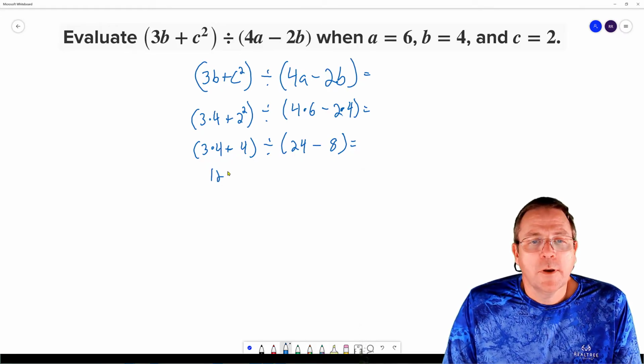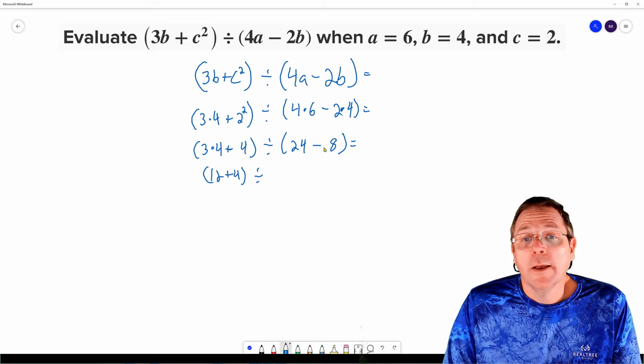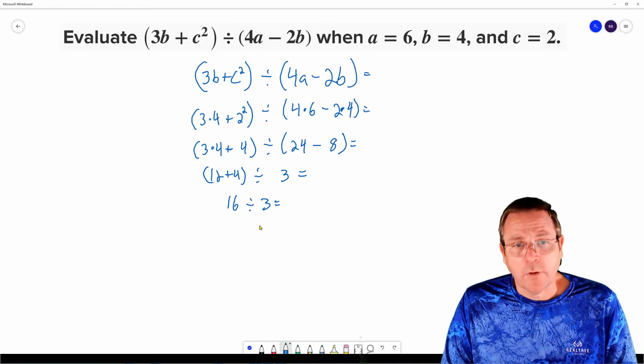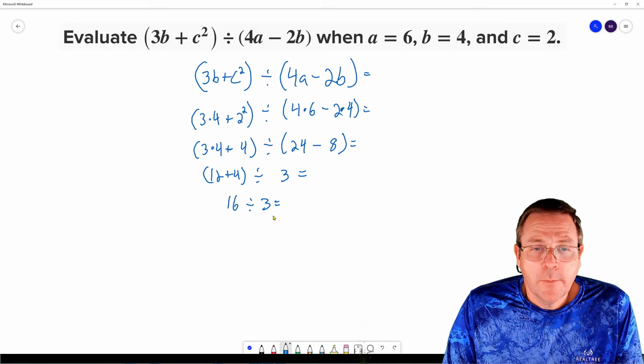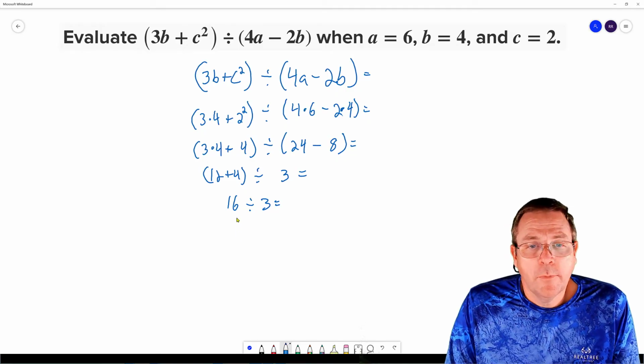That's going to end up giving me 12 plus 4, still in parentheses, divided by, and we can go ahead and finish cleaning up these parentheses. 24 divided by 8, that's going to end up being 3. On this side again, we're going to say 12 plus 4, that's going to end up being 16, divided by 3, and at this point, I'm going to take a minute and check my work because that's not looking right. Yes, everything appears to be right here, so keep the problem going.